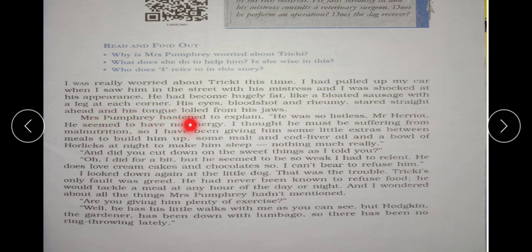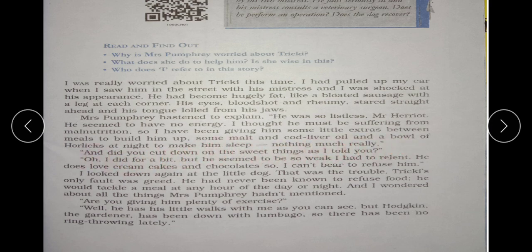Mrs. Pumphrey hastened to explain. He was so listless, Mr. Harriet. He seemed to have no energy. I thought he must be suffering from malnutrition. So I have been giving him some little extras between meals to build him up, some malt and cod liver oil, and a bowl of Horlicks at night to make him sleep.